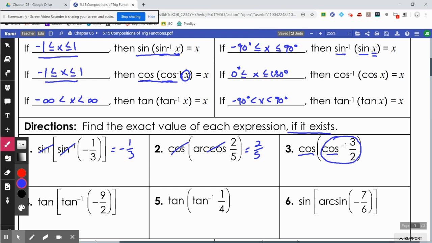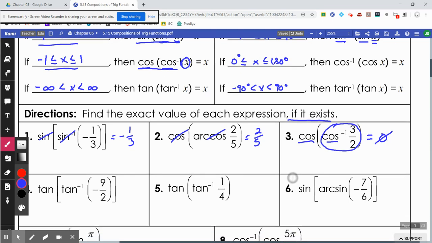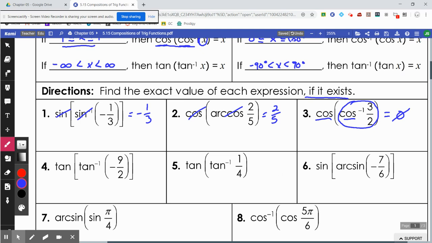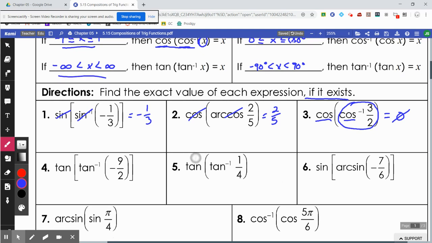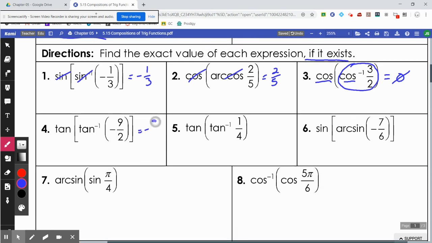The inverse cosine of 3/2, well, cosine is only between -1 and +1, so this does not exist. The tangent of the inverse tangent, as long as we're between negative and positive infinity, we're going to get that exact same value back. So the exact same thing here.